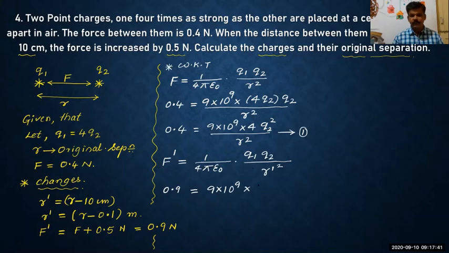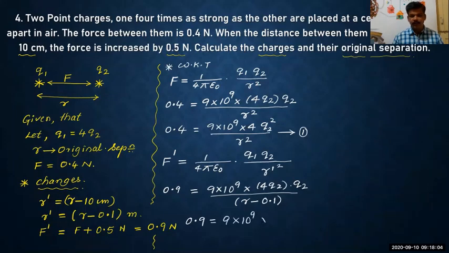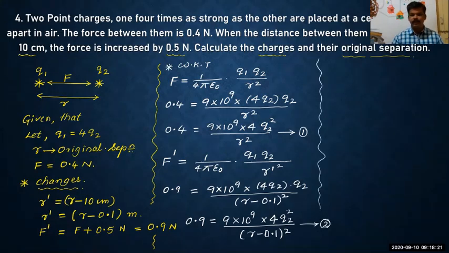Yes, Q1 is 4 times Q2, and Q2 is kept as it is, divided by r dash, which is r minus 0.1 meter, right? Or it can be written as 0.9 is equal to 9 into 10 raised to 9 into 4 Q2 square divided by r minus 0.1 whole square. Call this equation 2. I hope you got the use of the equation of force now.